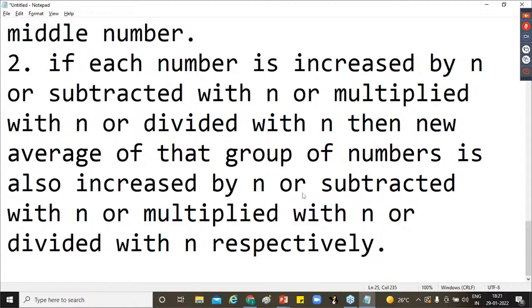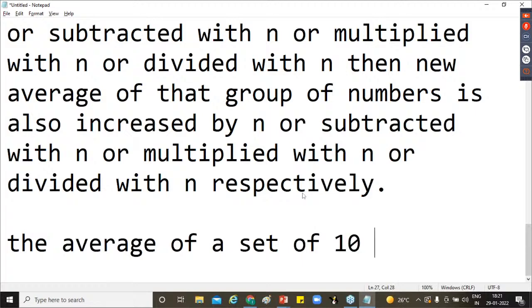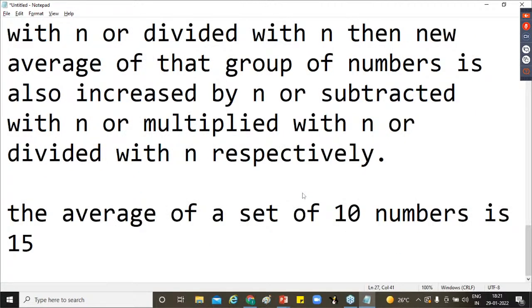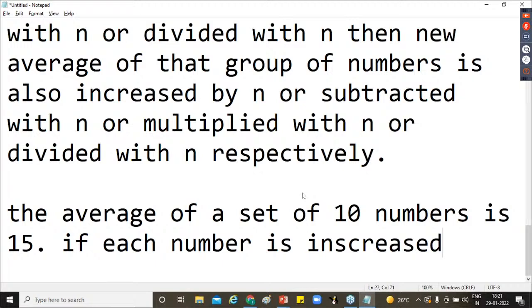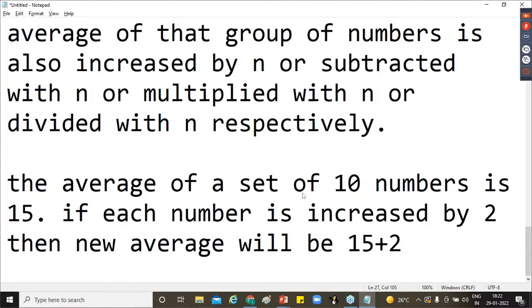Subtracted, multiplied, or divided by n respectively. For example, for questions like: the average of a set of 10 numbers is 50. I don't know what those numbers are. If each number is increased by 2, the new average will be 50 plus 2. The same thing will affect the average also.